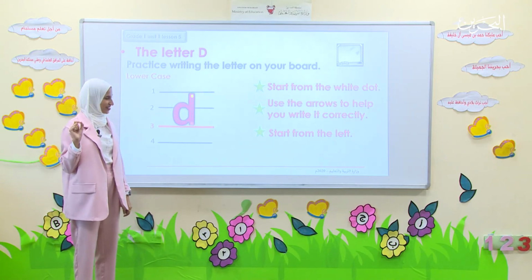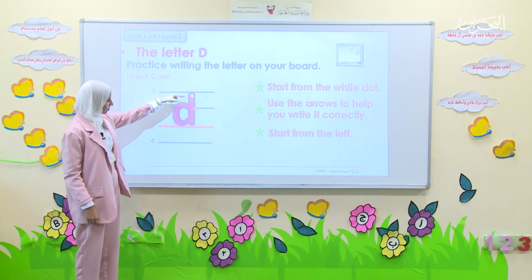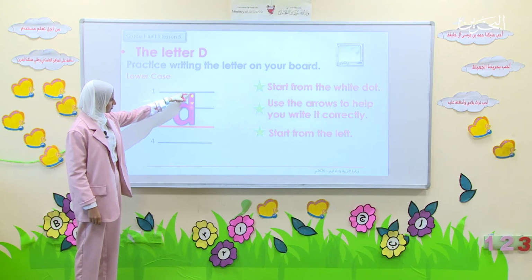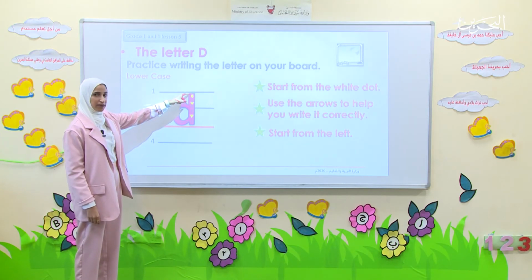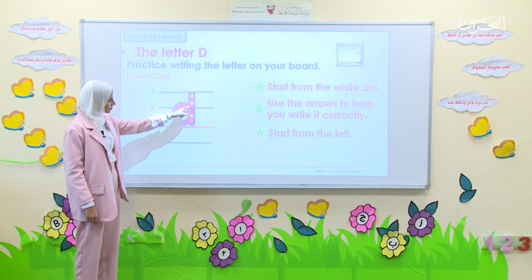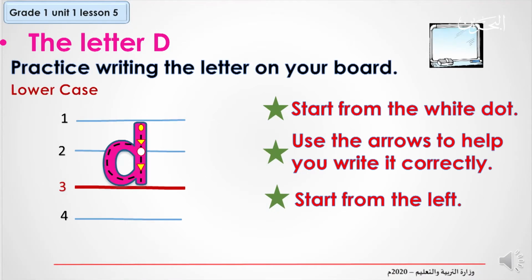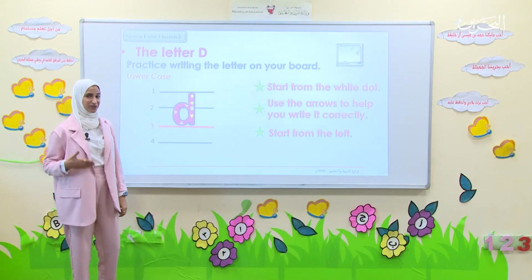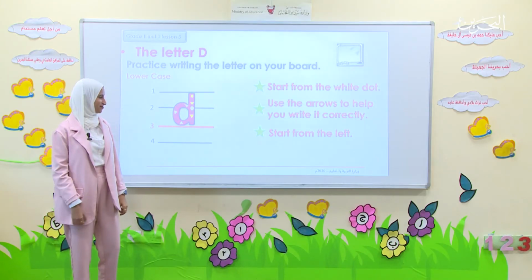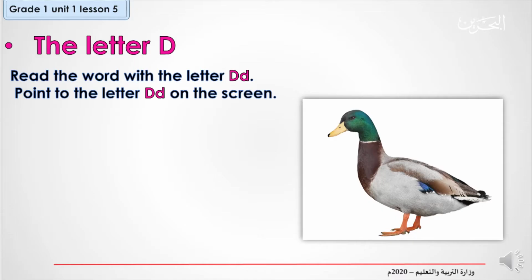Very good. Let's start. We start from the yellow dot. From line number 1, we make a straight line going down to line number 3. And then we start from the white dot. We make half a circle until line number 3. Did you write it with me? Good job. Remember to write it more than once at home.